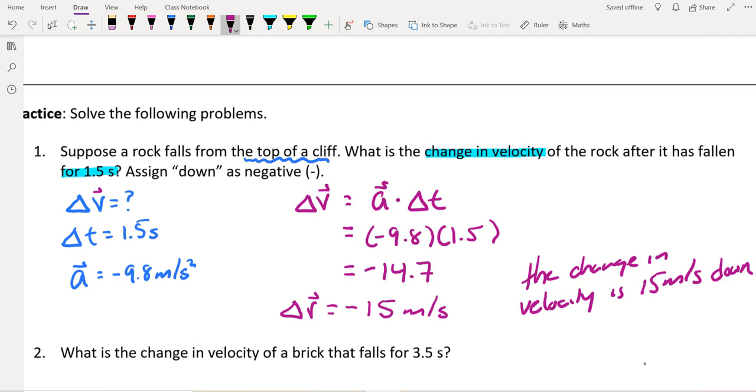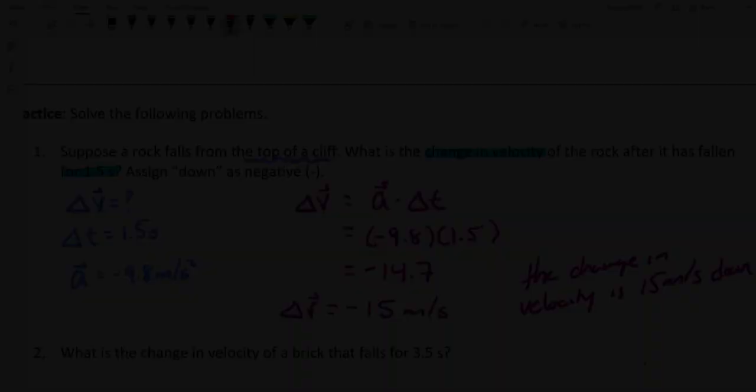So I would like for you to try questions 2, 3, and 4 and just realize that all these are objects that are falling. So the acceleration here is the acceleration due to gravity, which is negative 9.8. So pause the video, try the question, and see if you come up with the same answers.